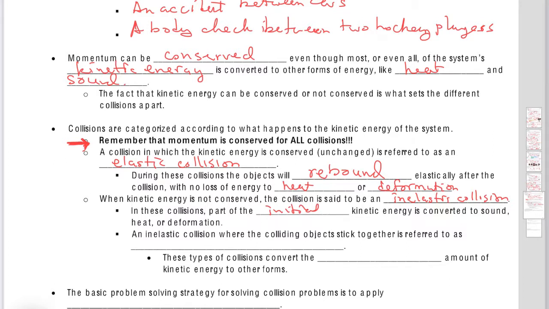And then there's another type of inelastic collision, where the objects hit and stick together, which we call perfectly inelastic. It would be like two train cars hitting and coupling together and going off. Basically, after the collision, it's one big mass traveling at a speed. In these types of collisions, they convert the maximum amount of kinetic energy to other forms of energy.